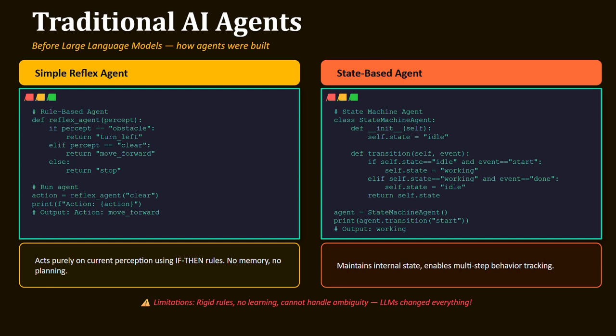So what is the limitation here? The limitation is rigid rules, no learning, it cannot handle ambiguity, and it is totally rule-based. Means it could not take a decision on whatever new scenario comes up. But LLMs changed everything. They changed the game for AI agents.